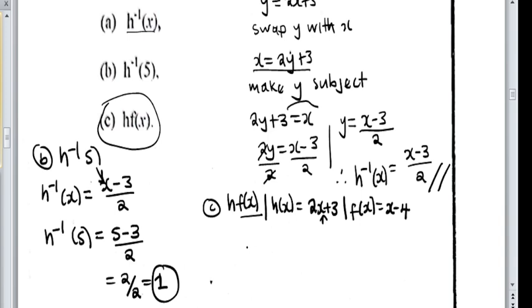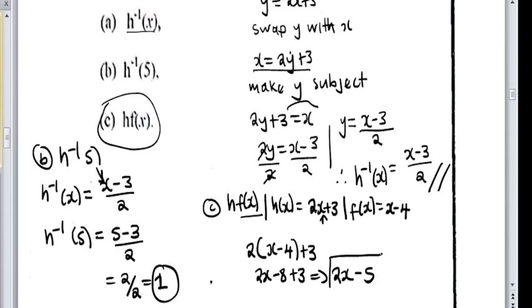I'll say 2, then where there is x here, I'm replacing with x minus 4. Then there is a plus 3 there. So 2 times x is 2x. 2 times negative 4 is negative 8 plus 3. This is going to simplify to 2x. Negative 8 plus 3, we get negative 5. So 2x minus 5 is the final answer for part C.